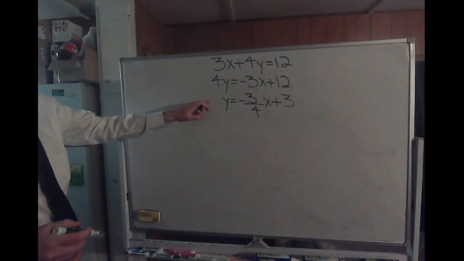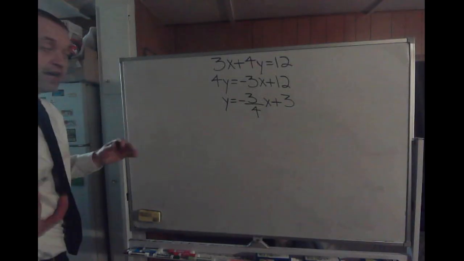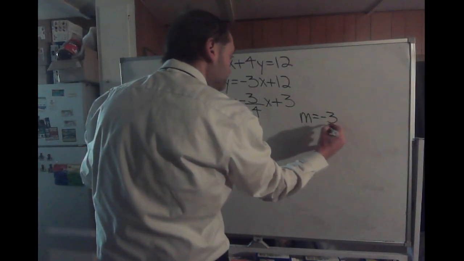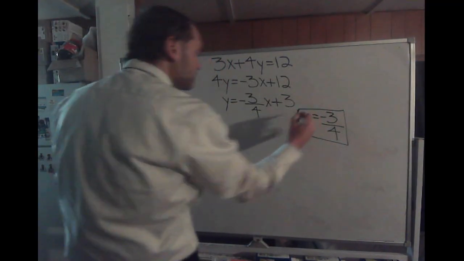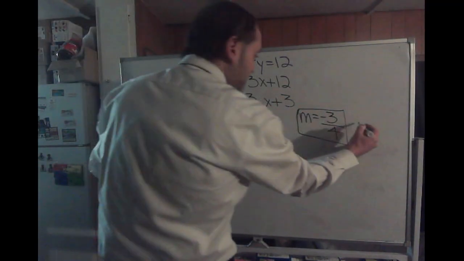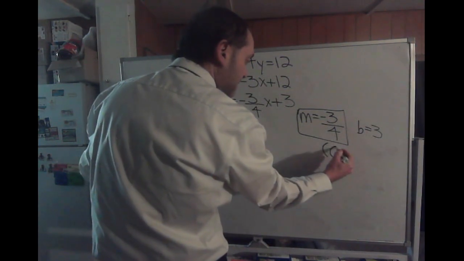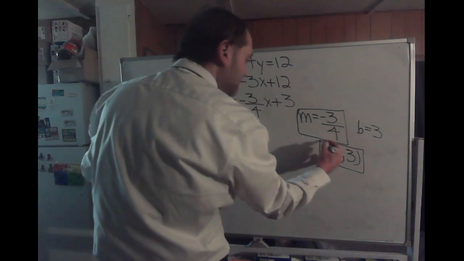Now you've just converted into slope-intercept form, which means you can find the slope to be negative 3/4. So that's easy. The slope is negative 3/4. And then the b term is 3, meaning your y-intercept would occur at (0, 3). So there's your y-intercept being (0, 3).